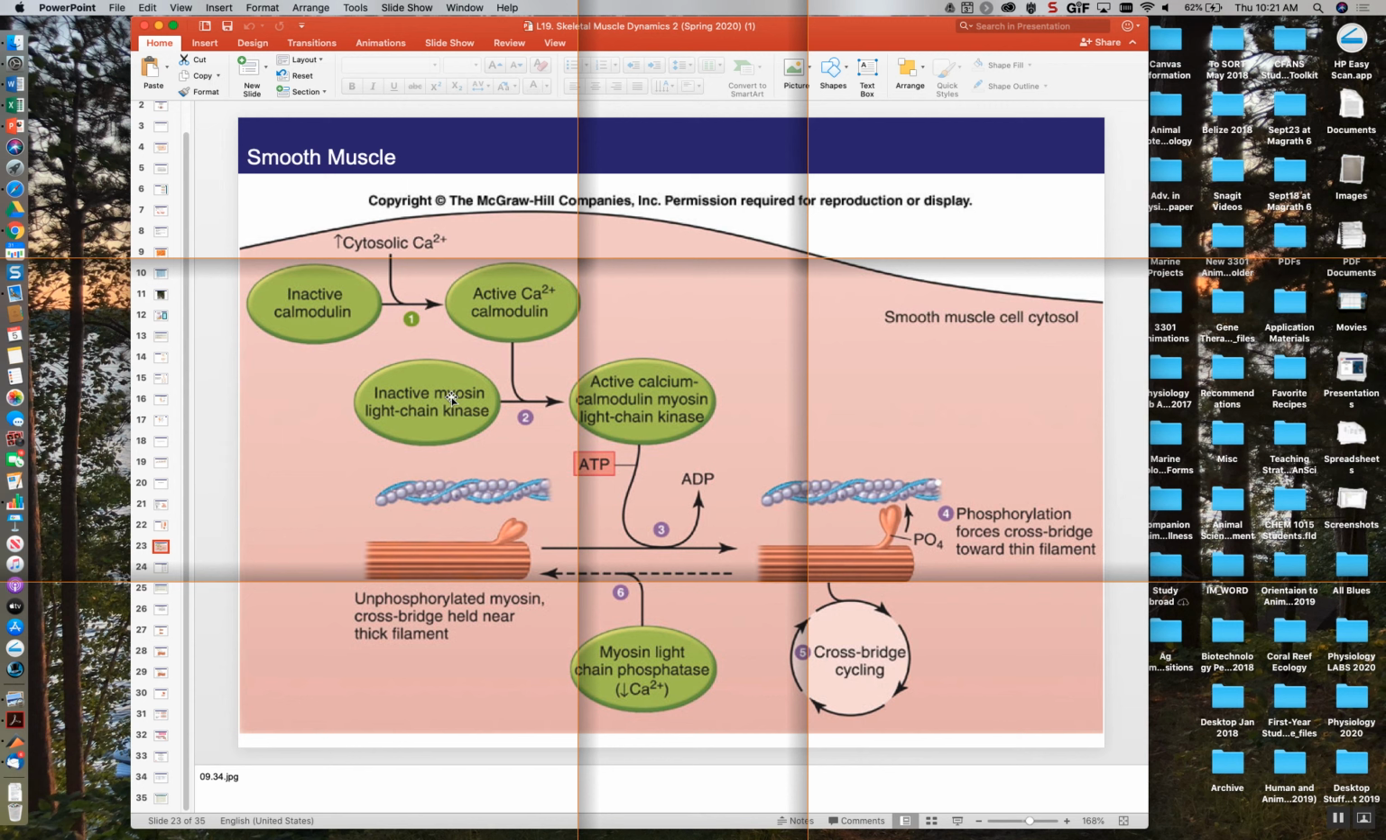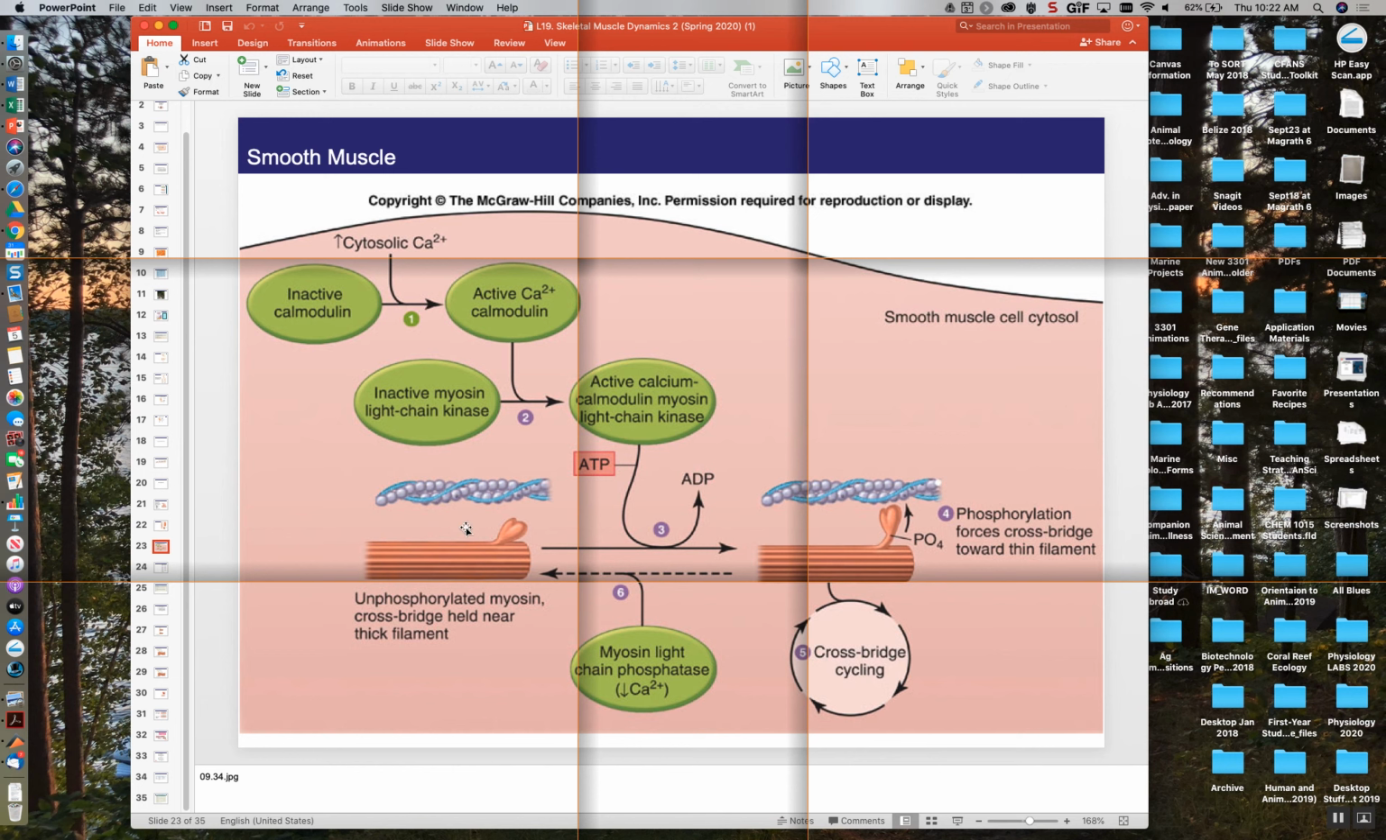If you go back and take a look at what a myosin molecule looks like, it has a tail region, a head region, and a neck region. So the myosin light chains are actually situated right on that neck. Calmodulin activates myosin light chain kinase. Kinases phosphorylate proteins, and the activated myosin light chain kinase phosphorylates the neck region of the myosin molecule.